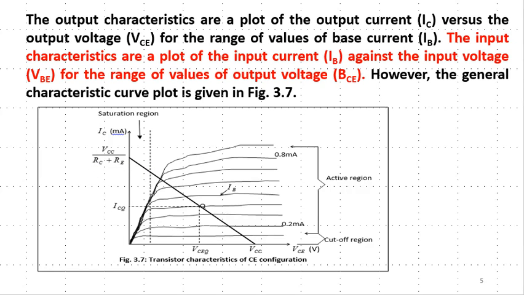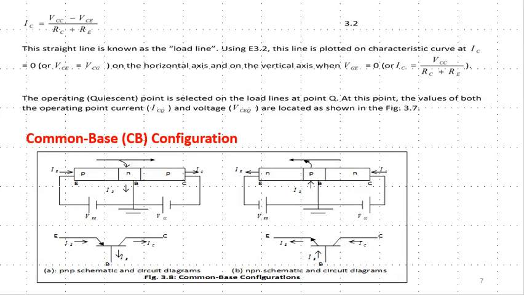So if we understand this, the next thing is to look at the second configuration, which we call the common base configuration. And the transistor is said to be in common base configuration when the base terminal is connected to input and the output of the transistor. And look at this. Here I have PNP transistor, and I have a battery here, VEE, which is supplying the voltage to the emitter terminal, but the negative terminal of that voltage is connected to the base.